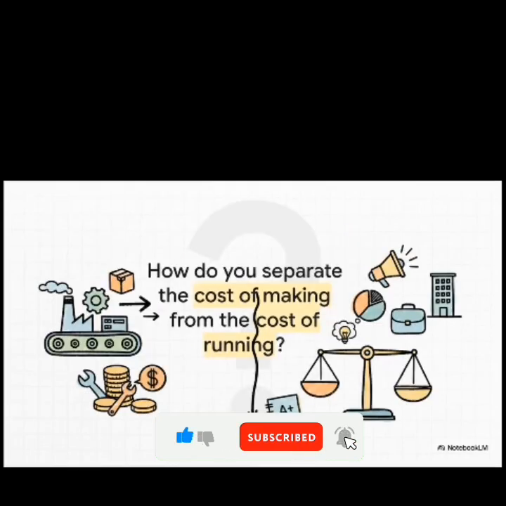So, let's kick things off with a big question. Think about it. If your business actually makes stuff in a factory, how on earth do you separate the cost of making those goods from all the other costs of just running the business? Things like marketing or paying the admin staff? Well, that's the exact problem the manufacturing account is built to solve.